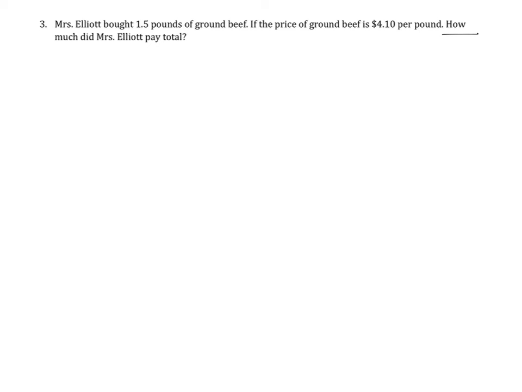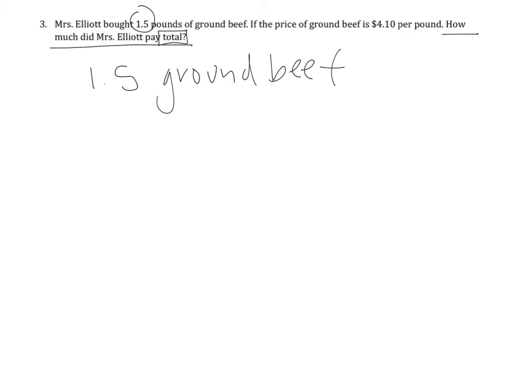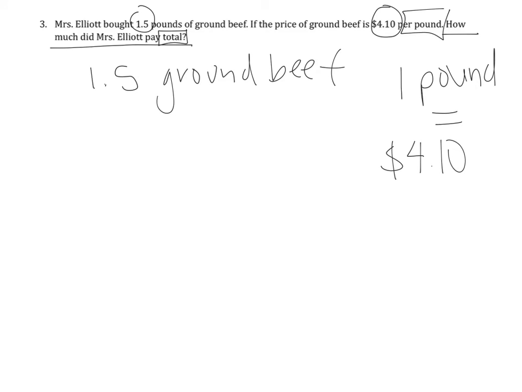Our third question says, how much did Miss Elliott pay total? Okay, well, Miss Elliott bought 1 5/10 pounds of ground beef. And the price of ground beef is $4.10 per pound. So that means just 1 pound will equal $4.10. Well, I know I got 1.5 pounds, so I know I at least got that 1 pound for $4.10, but then I got half more. So I can go ahead and multiply here to figure out how much I got all together or total. So 4 10/10 times 1.5, or 1 5/10.